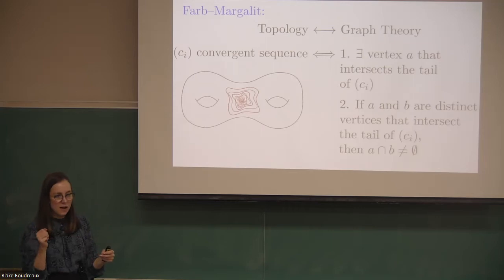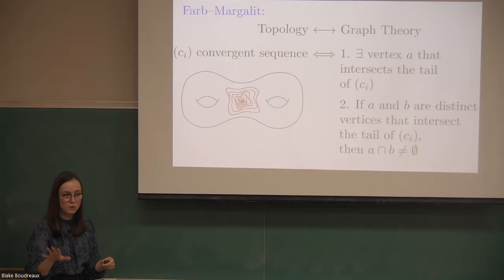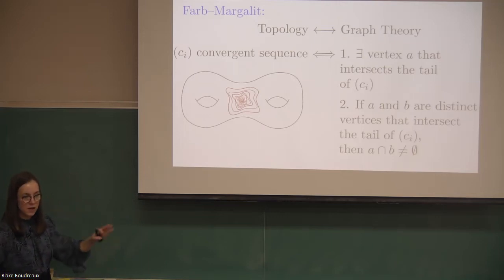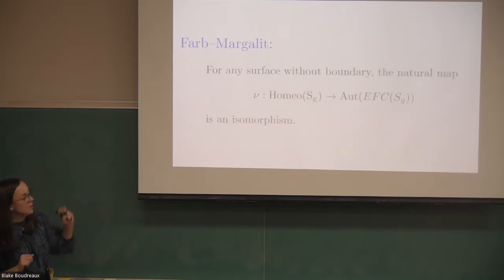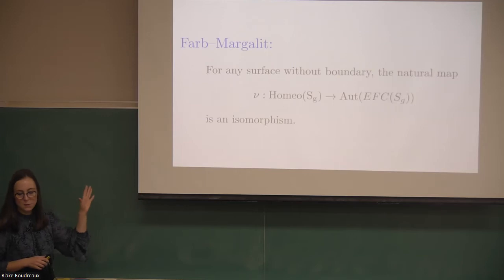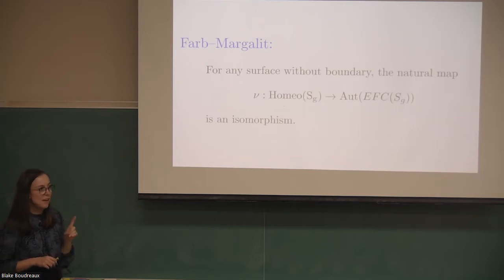You can pick this out in the graph. Better yet, if you have that graph theoretical information and you do an automorphism of the graph, that information gets preserved. So now I have a convergent sequence mapped to a different convergent sequence. But the convergent sequences give points on my surface. Now a point on the surface gets mapped to a different point on the surface. So using that, Verberne and Margalit were able to show that for any surface without boundary, the natural map from the group of homeomorphisms of a surface to the automorphisms of the extended affine curve graph is in fact an isomorphism.